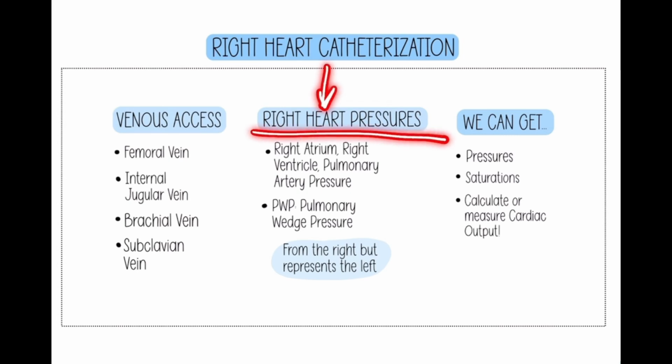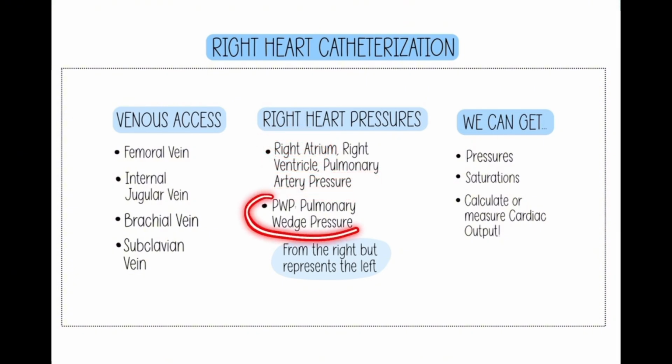Okay, pressures on the right side of the heart. We can go chamber by chamber and get those. That would include the right atrium, the right ventricle, the pulmonary artery pressure, and then what we call pulmonary wedge pressure. We get it from the right side, but it actually represents the left atrium. And the reason for that is, and I'll show you what the wedge position is.